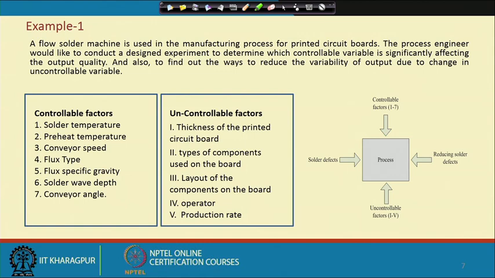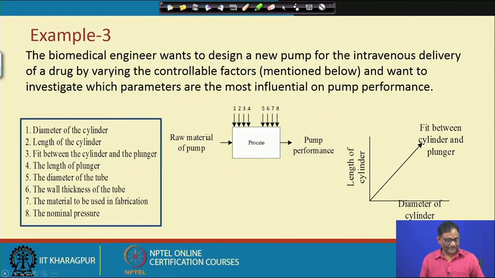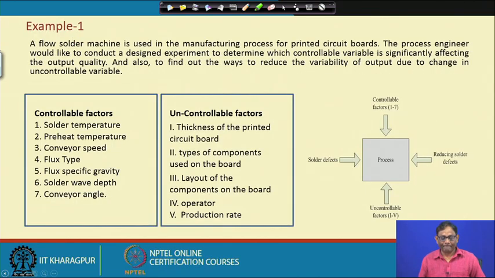This is a solder machine, flow solder machine. So, this is the process. Now the solder machine is the process. It has a set of controllable factors. We have enlisted the controllable factors: solder temperature, preheat temperature, conveyor speed, flux type, flux specific gravity, solder wave depth, conveyor angle, etc. And it also has certain uncontrollable factors like thickness of the printed circuit board, types of component used, layout of these, operator, production rate, etc.